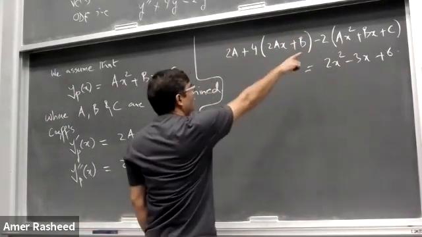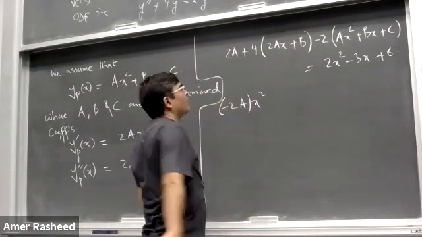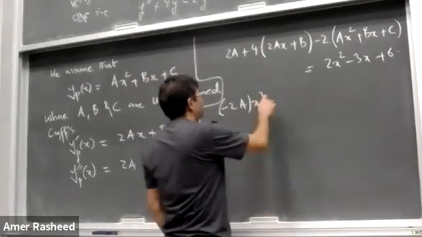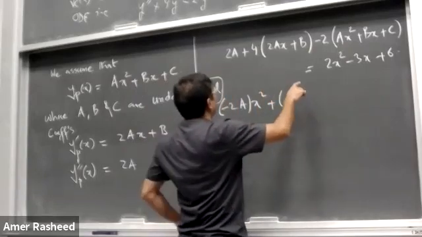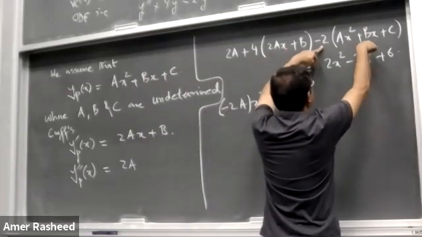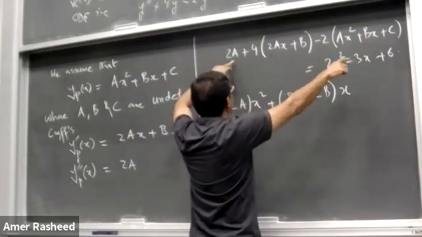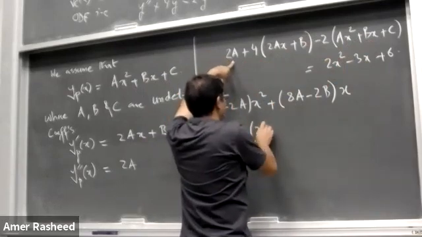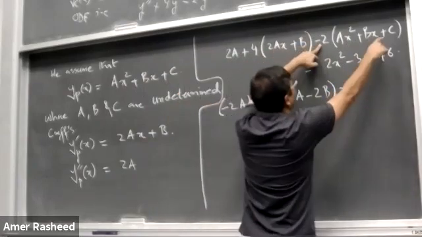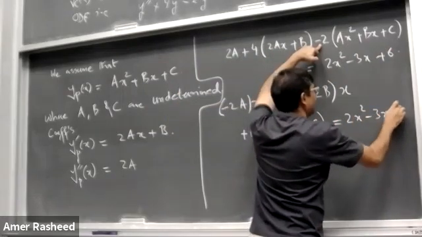Okay, so we have to first arrange these terms according to the terms given in the right hand side. The coefficient of x squared you can write as negative 2a. No x squared is involved in any other term, so this is the coefficient of x squared. Now plus the coefficient of x, which is 8a, and then minus 2b times x. And then the constant terms: plus 2a, plus 4b, and minus 2c, which is equal to 2x squared minus 3x plus 6.